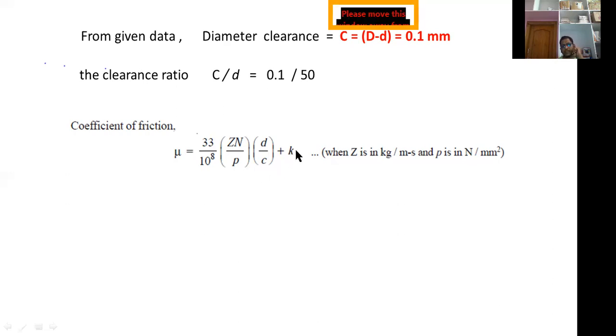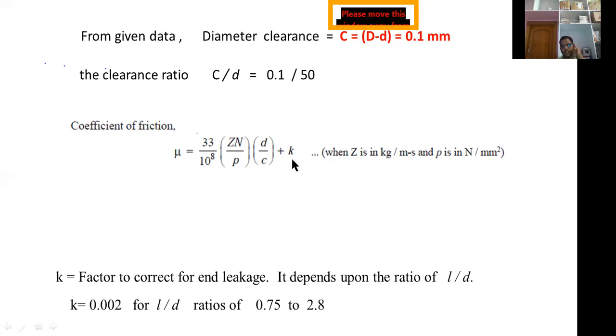Here small k is the end leakage factor. Small k equal to factor to correct for end leakage. The value of small k depends upon the L by D ratio. So for L by D ratios 0.75 to 2.8, the value of K equal to 0.002.